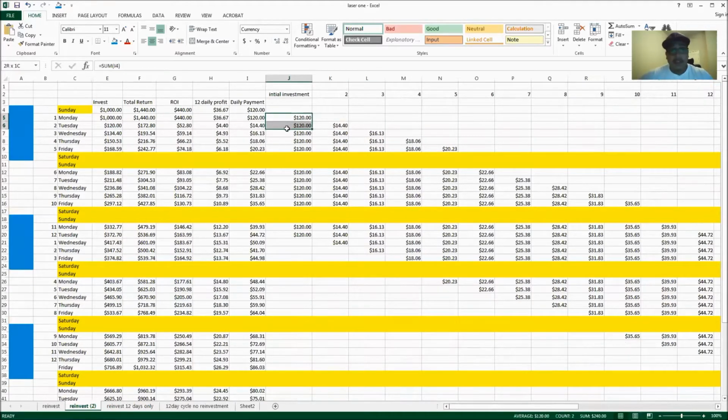When your initial investment hits the 12-day cycle, the next following day, if you see here, this is the last cycle, and right here it expires. So you're no longer going to get those $120. What's going to happen is that your initial investment of $1,000 is going to be subtracted from your active investment.